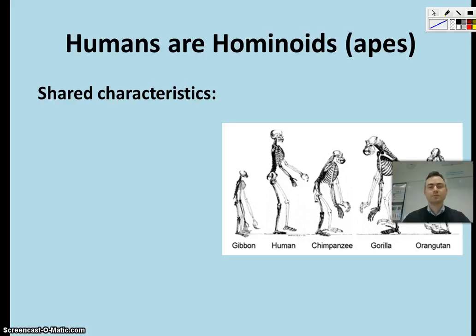And then, so our specific group is the hominoids, our specific group of primates. So we are technically an ape. And here's our other ape friends, and you can tell just by looking at them that they're a little bit different to the other primates. So some of their features.